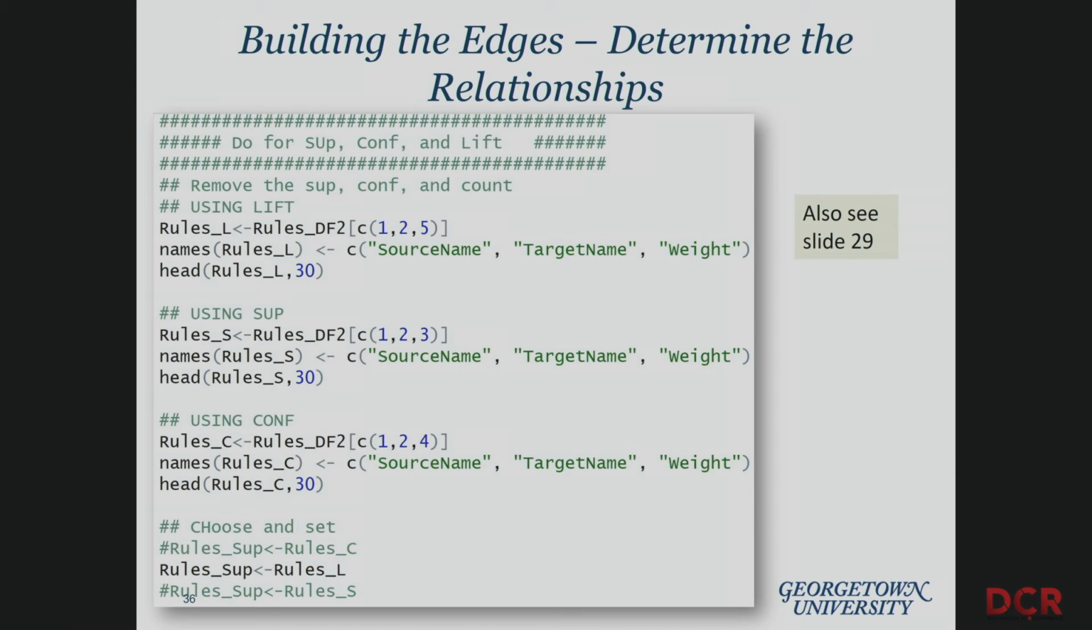Confidence is how often they occur together. So it's going to give you some different results. In this code, I'm taking different columns out of that data set because I want to see all three. I want to see what they look like. And I'm going to go one at a time.